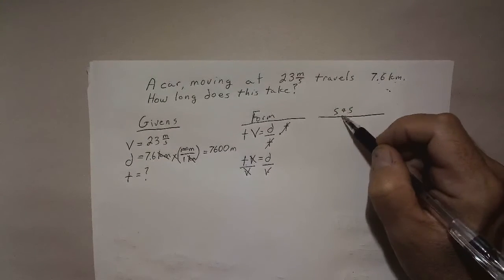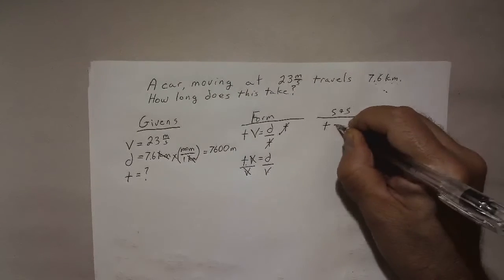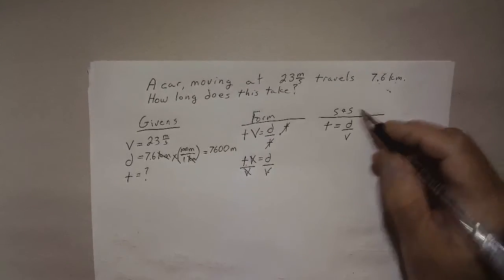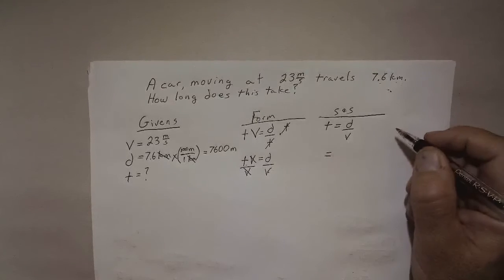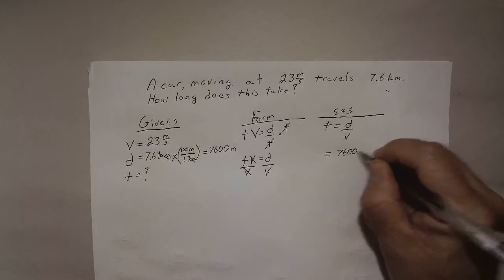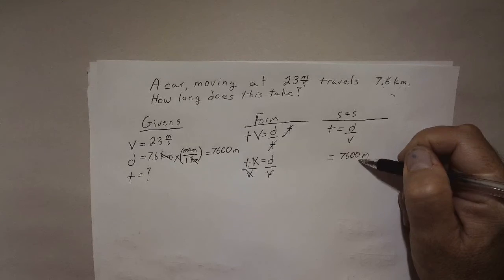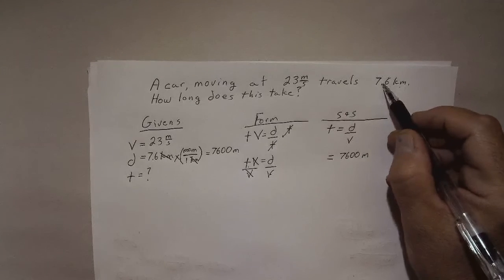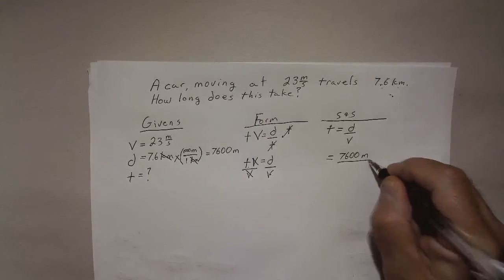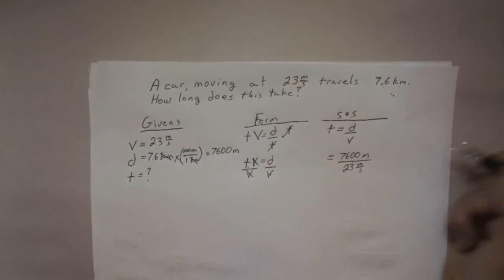Substitution and solution, we can just write it S and S, and we rewrite our formula for it. T equals D over V. And we substitute in. D is 7,600 meters. And notice, while there's 4 significant figures there, that's a lie. There's only 2 significant figures there. Okay, good to remember. We're dividing that by the velocity, which is 23 meters over seconds.